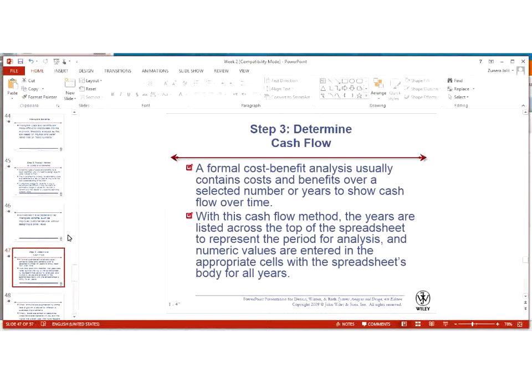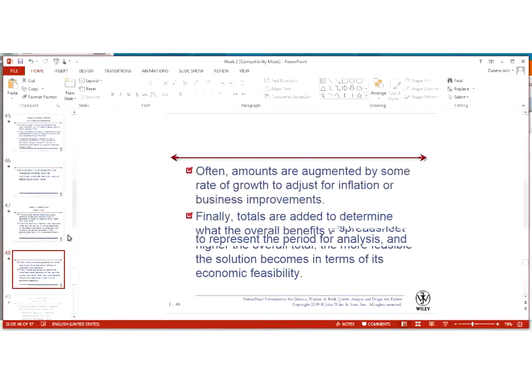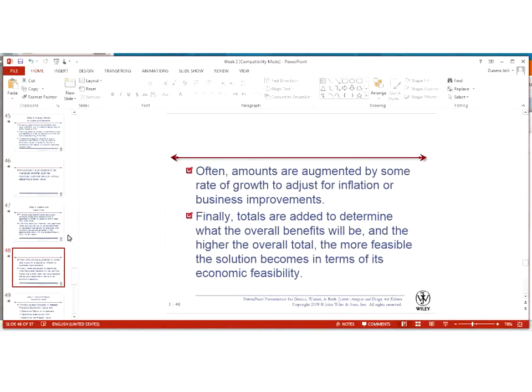Like you have started a project, so after 3 years the cash flows were this one, and after 5 years it was this one. With this cash flow method, the years are listed across the top of the spreadsheet to represent the period of analysis, and numeric values are entered in the appropriate cells within the spreadsheet body for all years. So you did use some techniques to perform this cash flow.